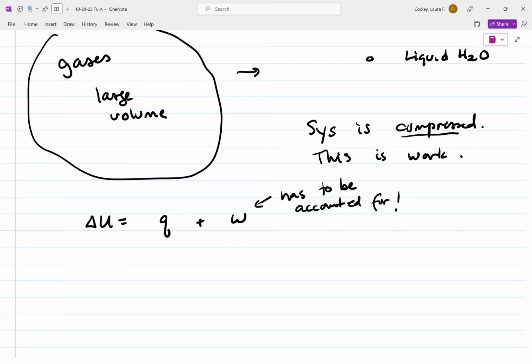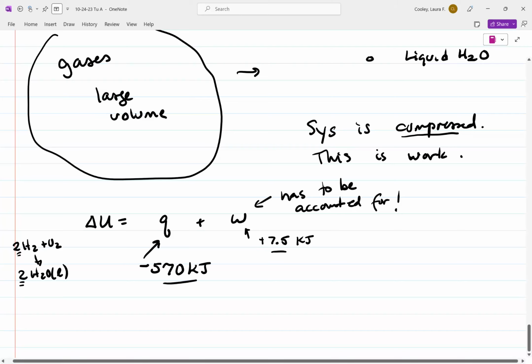But let me give you an idea of the numbers here. So for the reaction, 2H2 plus O2 goes to 2H2O liquid, this Q for 2 moles of hydrogen forming 2 moles of water, okay, this Q is minus 570 kilojoules, okay? This work is 7.5 kilojoules. Okay, so you can see that you have a very small contribution from the work.